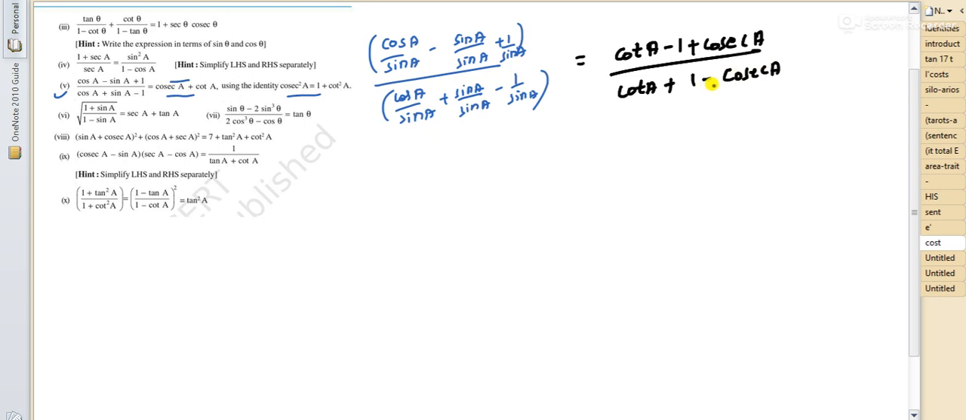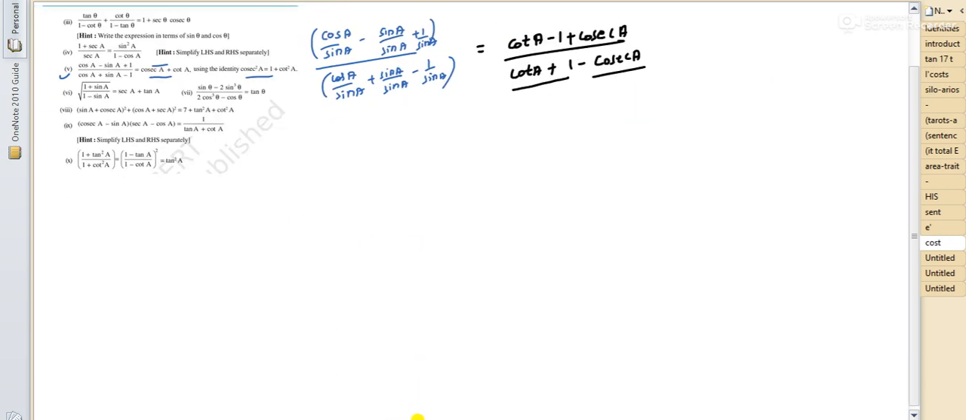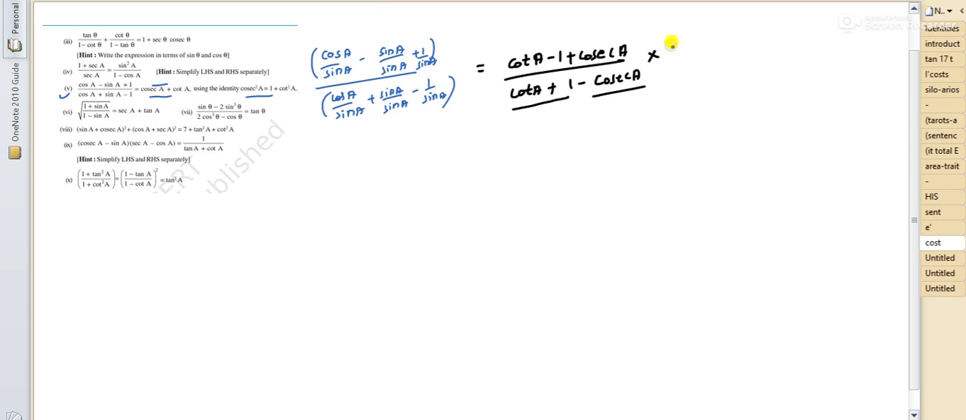A. Now we'll rationalize the denominator. So we have cot A plus 1 minus cosec A, so we can multiply like this: cot A plus 1 into, what is this, cosec A, so it is minus, I'll write it as plus. Similarly, cot A plus 1 plus cosec A. So we have rationalized the denominator. So minus was converted to plus.